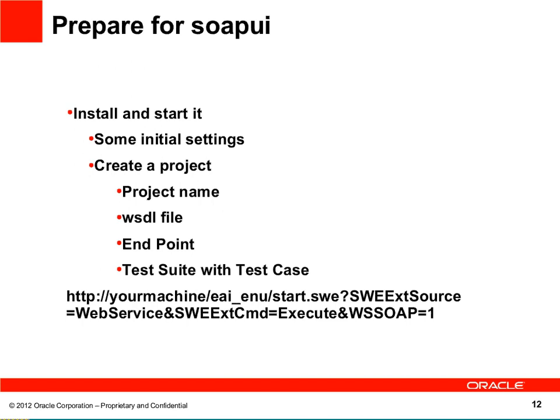Then you are going to create a project, give the project a name, and specify the WSDL file, which you can download from administration, web services, inbound services. There is a button and you can download the WSDL file.